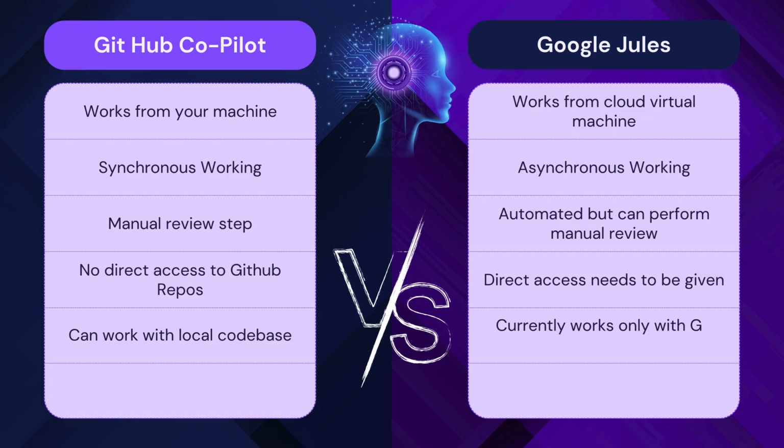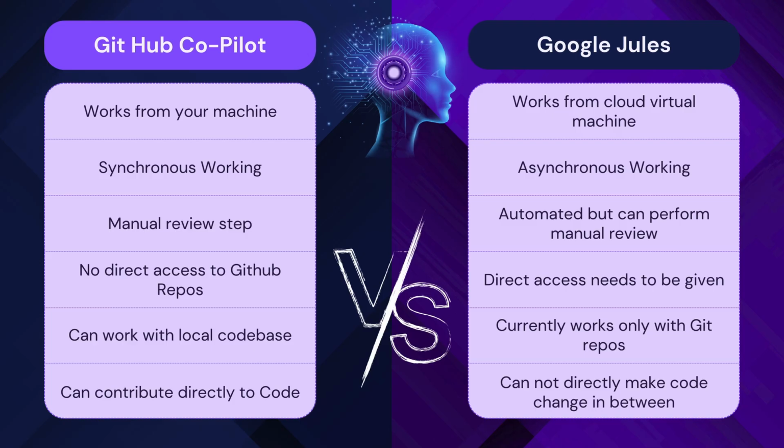As of today, it supports integration only with GitHub. And the last one is basically, if you are using GitHub Copilot, you will be able to directly make code contributions and changes in between the overall flow. If Copilot is suggesting 3 or 4 different changes, you should be able to go in and push some of your own changes. That is not possible in case of Jules. You have to give suggestions to Jules, like, hey, you are making this mistake, please fix this. You cannot get in and directly push a code change in between.